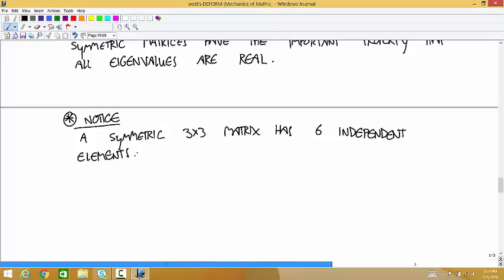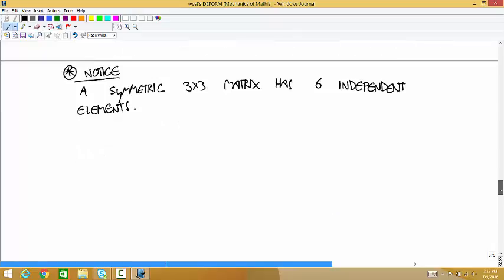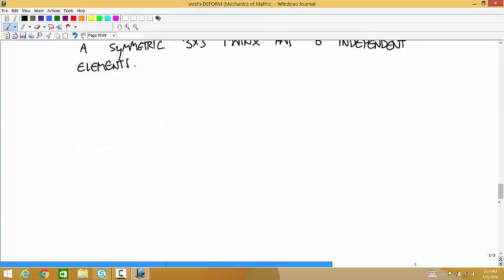Any questions about this yet? Any of this? Okay, so matrix multiplication. So matrix multiplication is just doing a series of dot products.